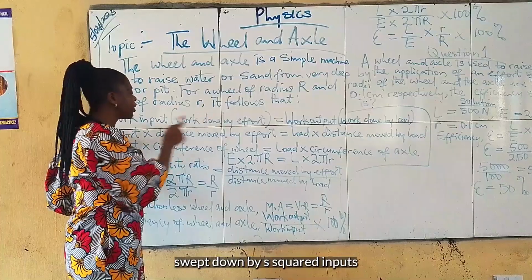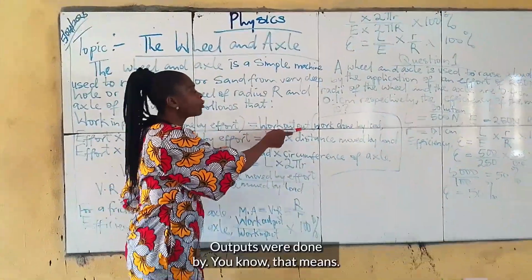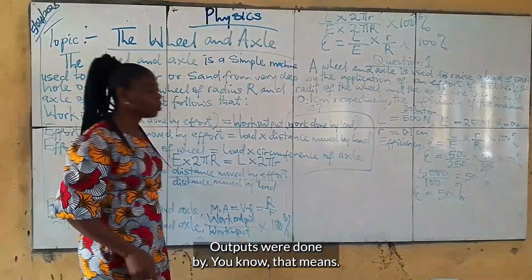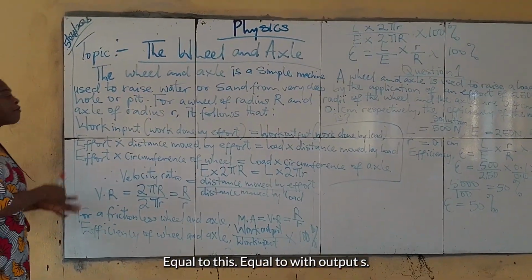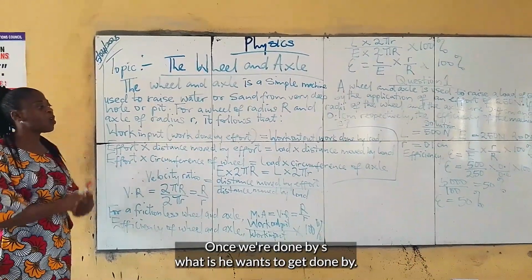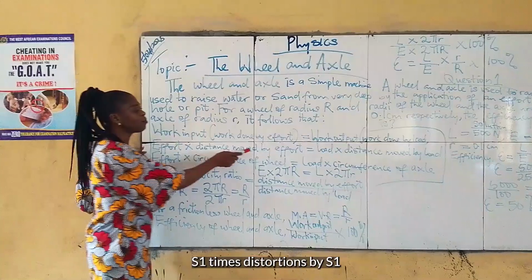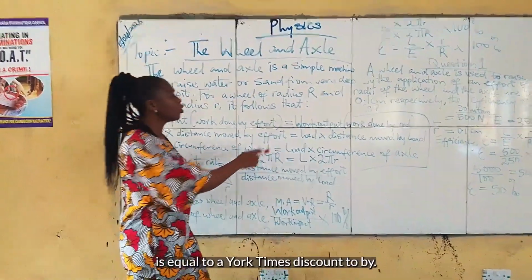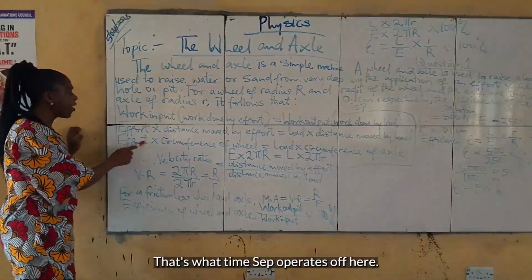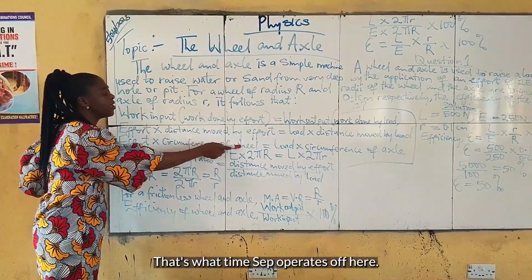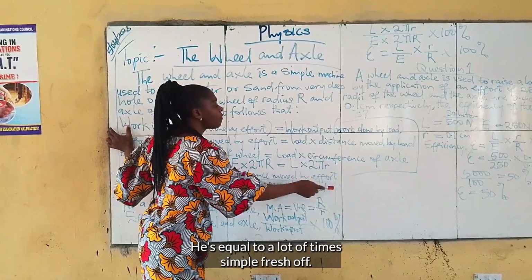done by effort, that means work input is work done by effort, is equal to work output, work done by load. That means work input is equal to work output. Effort, work done by effort, is equal to work done by load. Effort times distance moved by effort is equal to load times distance moved by load. Effort times circumference of wheel is equal to load times circumference of axle.